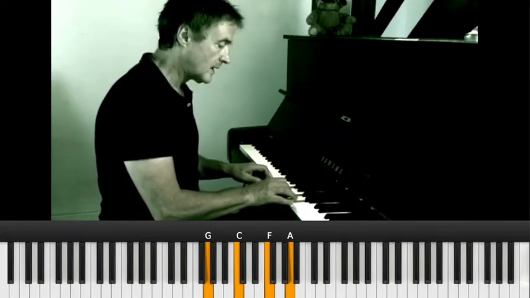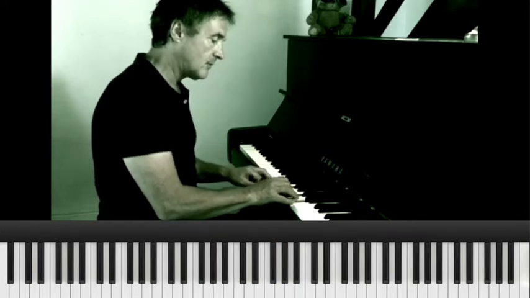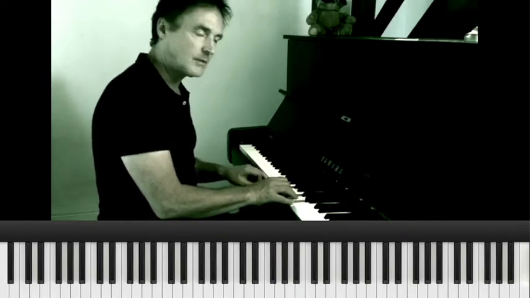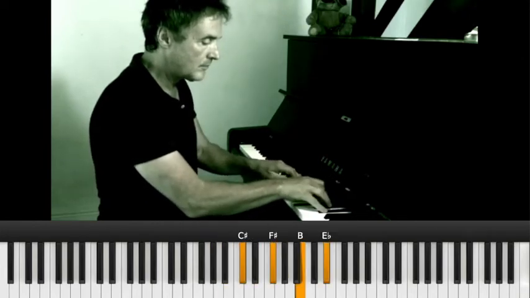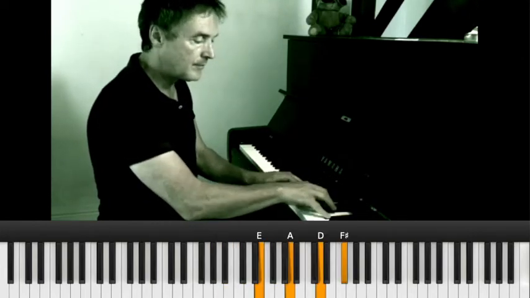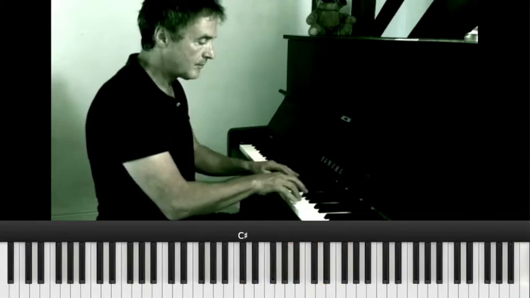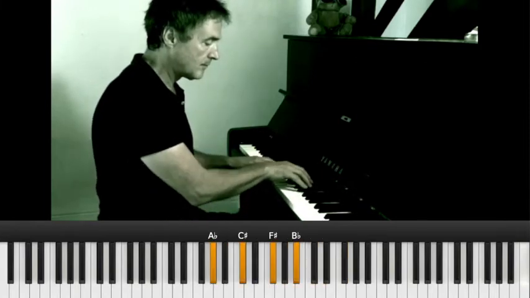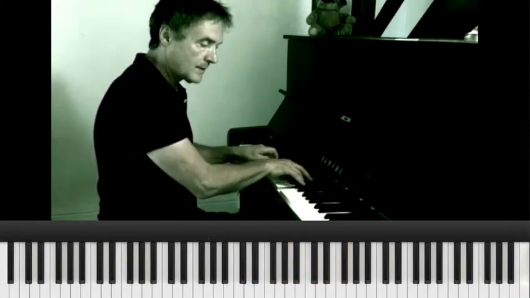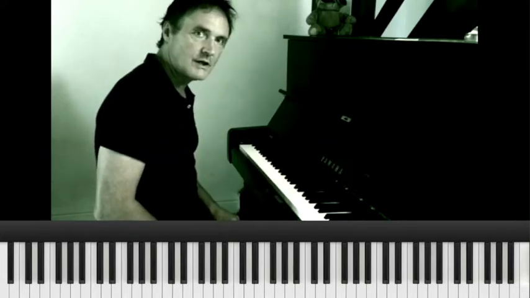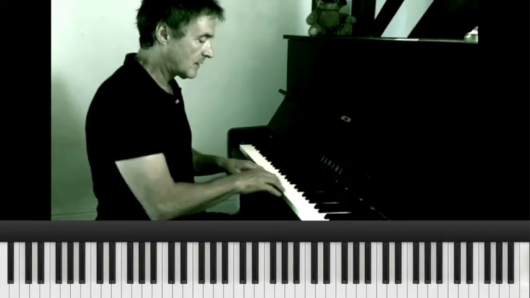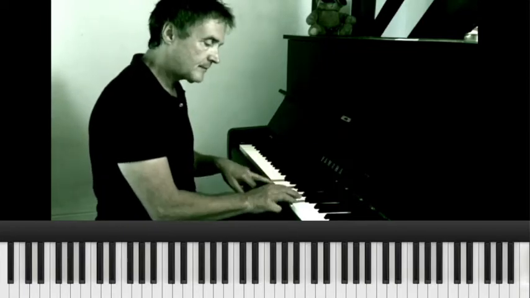So we could move it up. Often people like to move these in kind of minor third jumps. So we go... And wherever we end up, we can say, okay, we've changed key now. So let's come back to this shape.